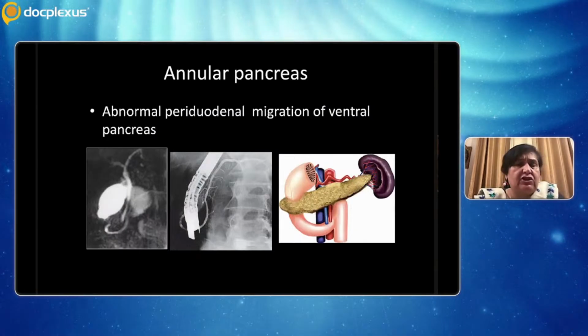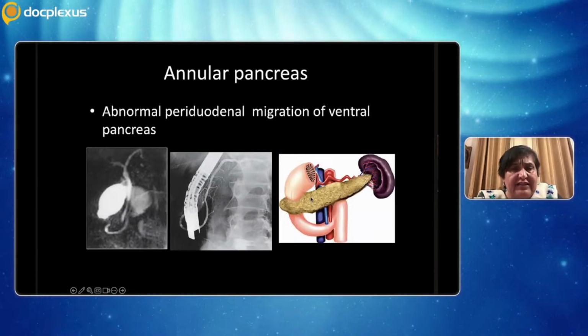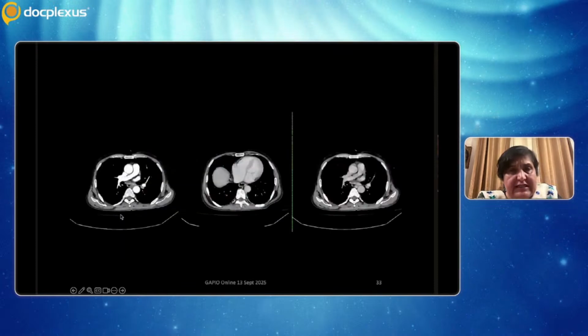Annular pancreas occurs due to abnormal periduodenal migration of the ventral pancreas, and it appears like the pancreas is completely encircling the duodenum, and it causes a narrowing of the duodenum. Differential diagnosis would be conditions such as duodenal stenosis or duodenal atresia or duodenal webs. And this is what the pancreatic duct would look like because it is encircling the duodenum in this particular case.